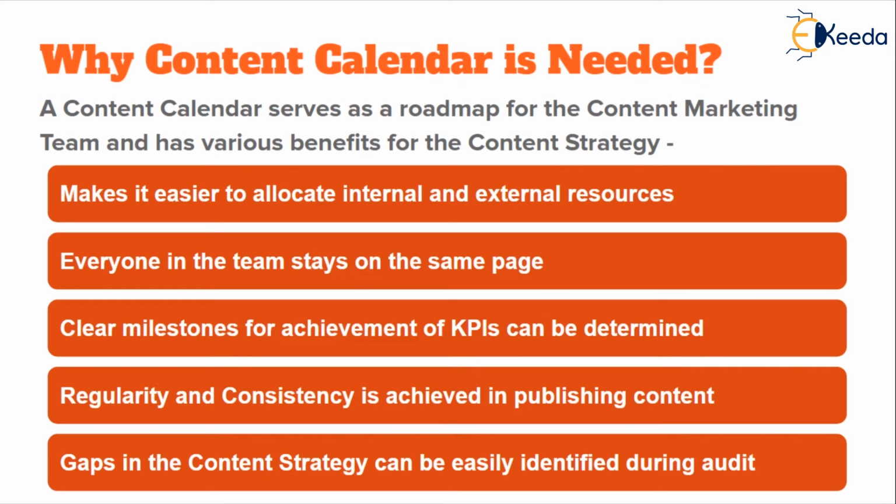But when you look at it mapped out on a calendar, you start seeing clear gaps in your content strategy if there exists any. You also start seeing if you are laying more emphasis on one type of content format over the other, and then you can take corrective actions to balance your content strategy overall.